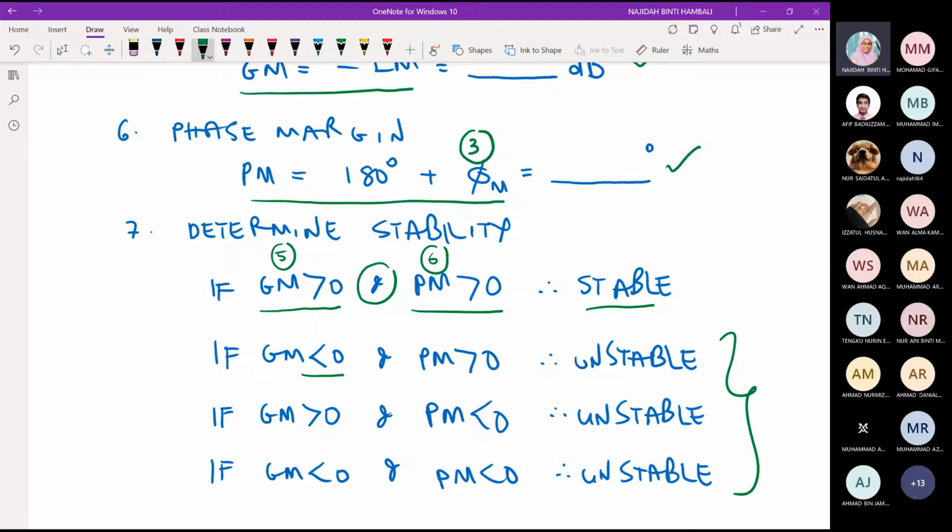One of the phase margin and gain margin lesser than 0, unstable. Or both gain margin and phase margin lesser than 0, the system will be unstable. Only the system is stable if both gain margin and phase margin larger than 0, which is positive dB and positive degree. That's it for the stability analysis. Any question?